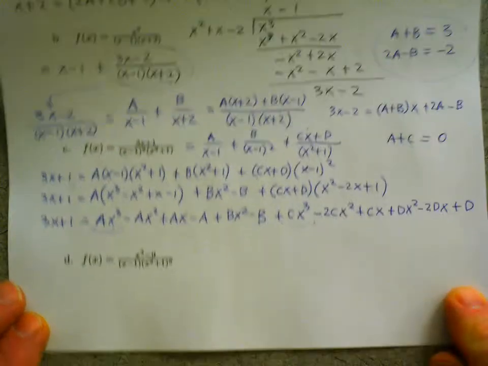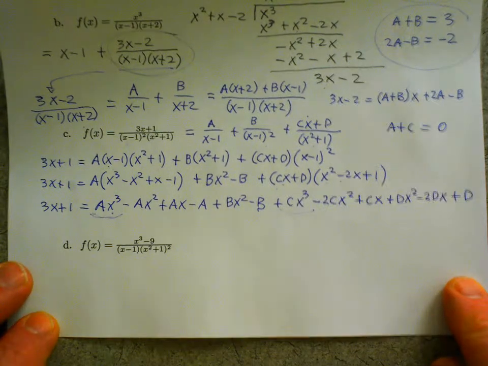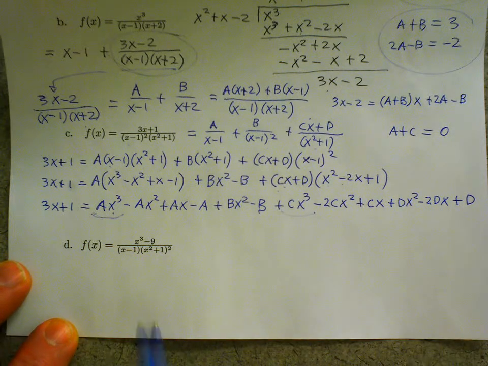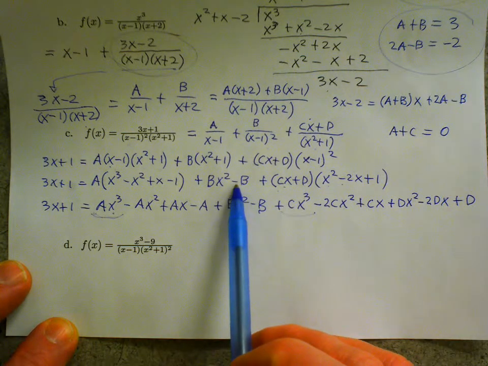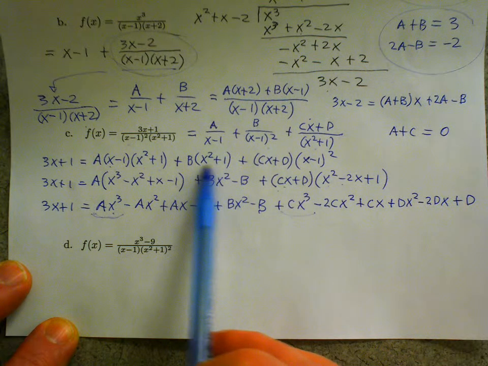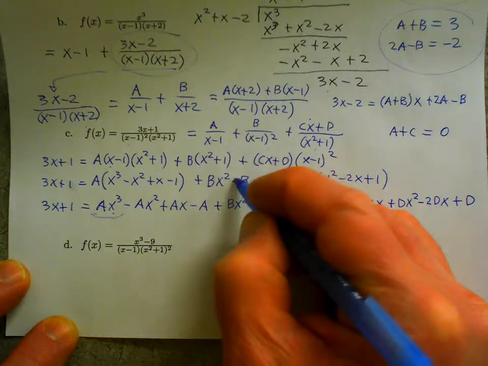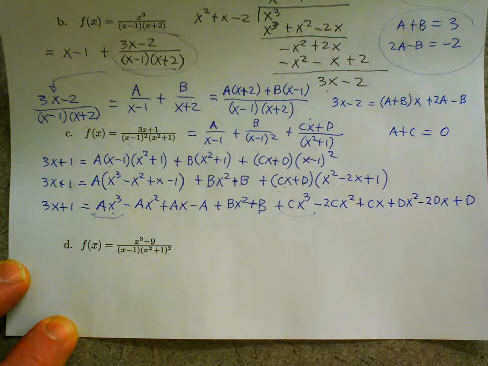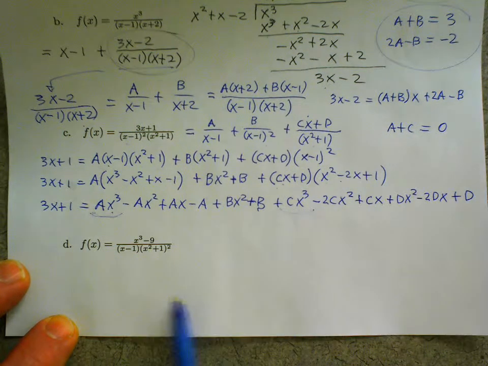Okay, the part D. Oh, there's a note online. Shouldn't it be plus b instead of minus b? And that is correct. B times x squared plus 1. This should be plus b and plus b there. Yep, that's right.